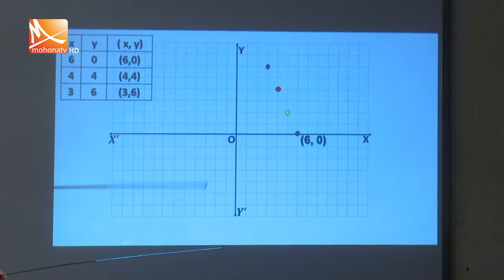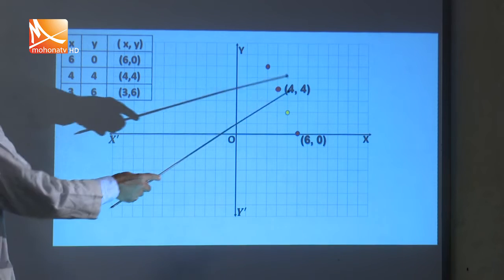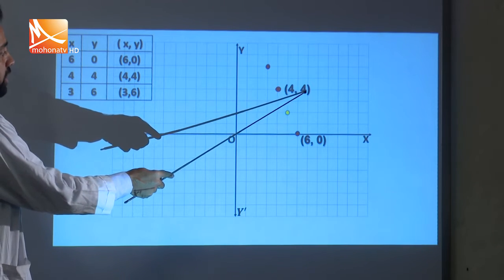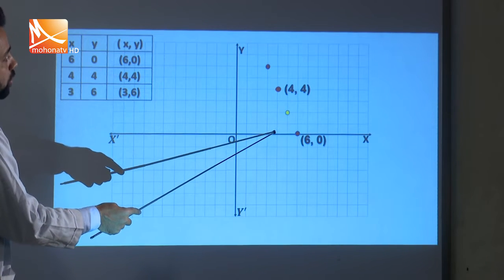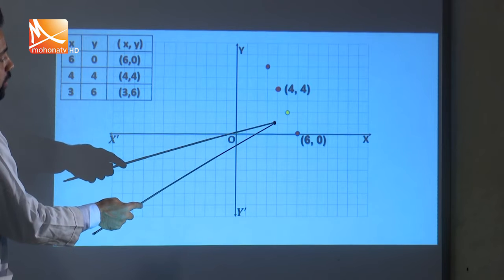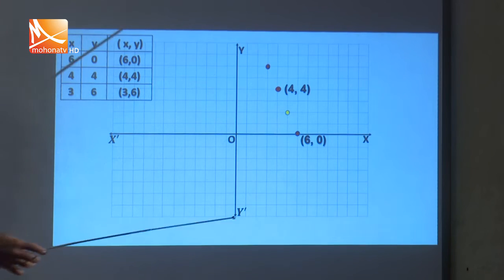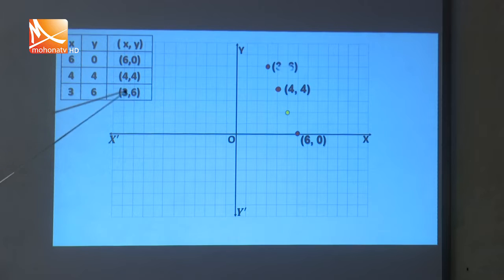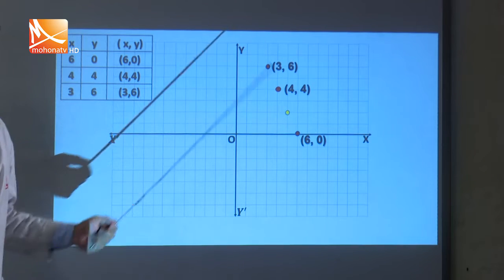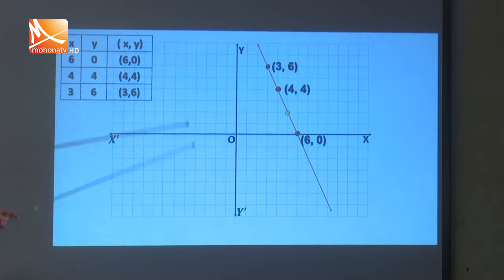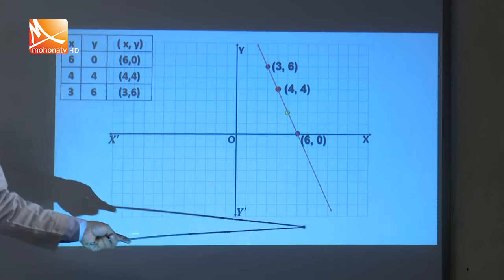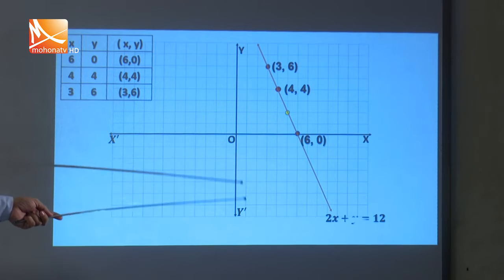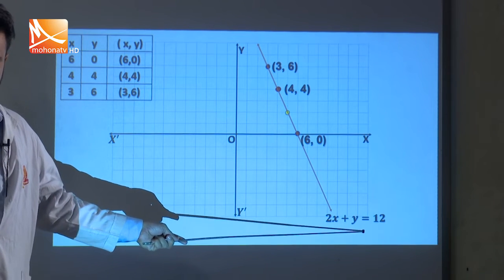Okay. So, the next point is (4, 4). So, this is (4, 4) because abscissa, that is the value of x is 4 and y is 4. So, 1 2 3 4, then again you have to go upward 4 units, 1 2 3 4. So, this is the point (4, 4). Again the point (3, 6), this is the point (3, 6). So, after connecting these 3 points, we will get this straight line, and this is the straight line of the equation 2x + y = 12.